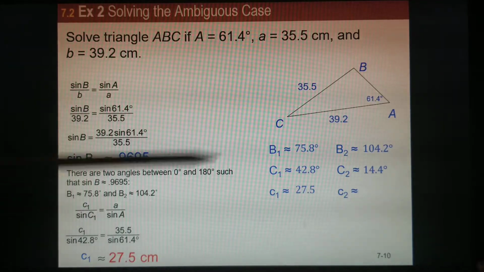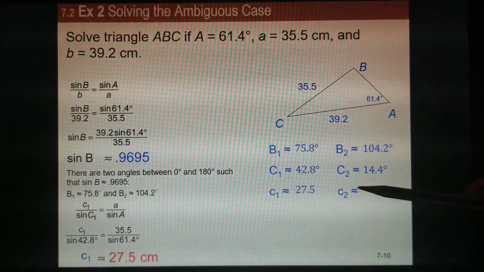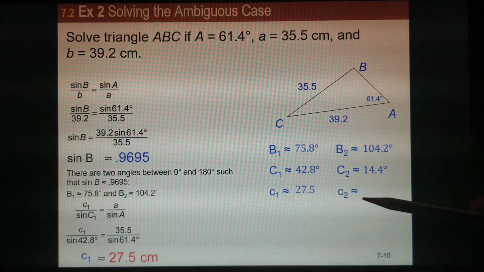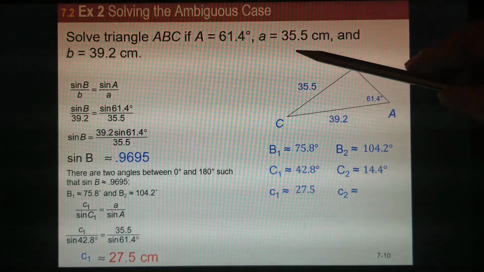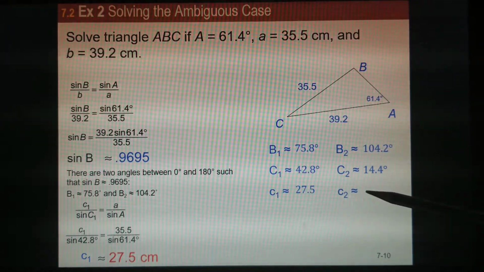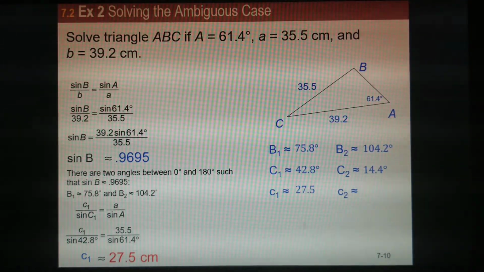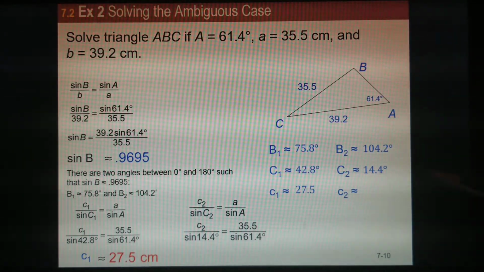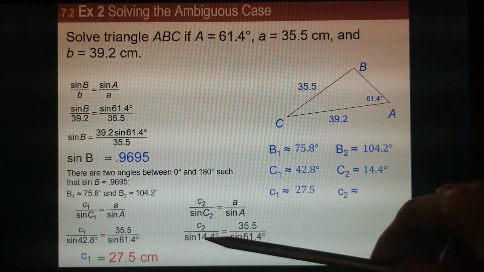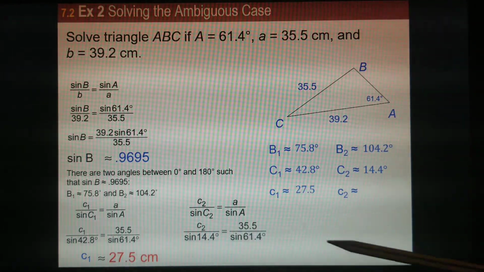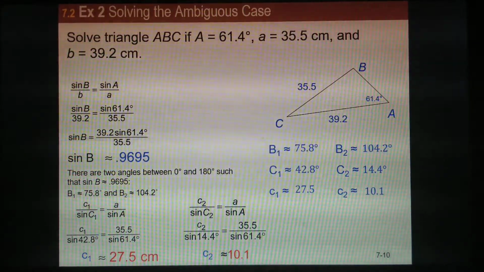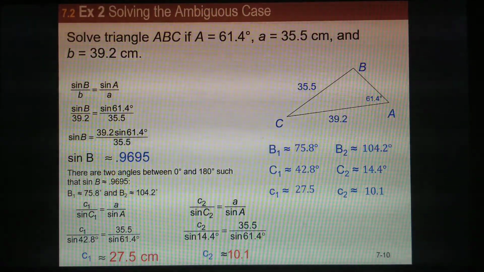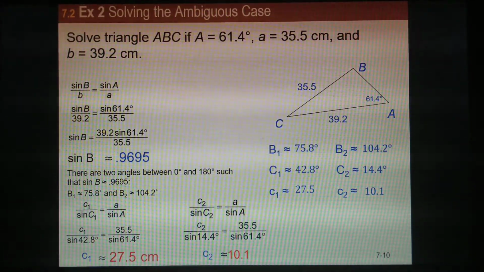Now, how long would the segment be for side C in triangle 2? Again, I know angle A and side A, so I'm going to have that ratio, and then I'm going to set that equal to the side C and the sine of this angle here. So I write out my ratio, fill in my numbers, again cross multiply and divide. You multiply these two, divide by the sine of 61.4, and then there's the length of side C for that triangle. So this actually has two possible triangles with this given information.